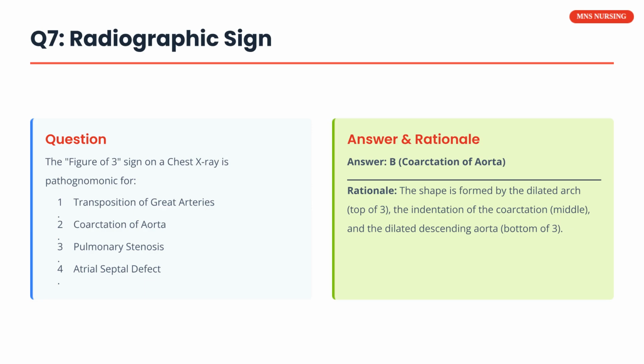Question 7. The figure of 3 sign on a chest X-ray is pathognomonic for. The answer is B. Coarctation of aorta. This is formed by the dilated arch, coarctation site, and dilated descending aorta.